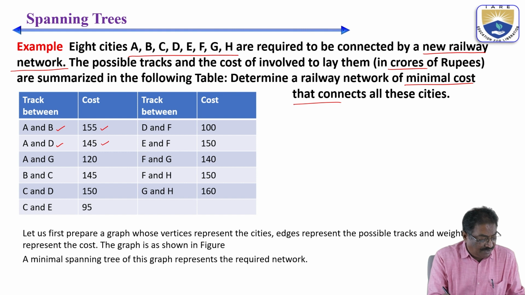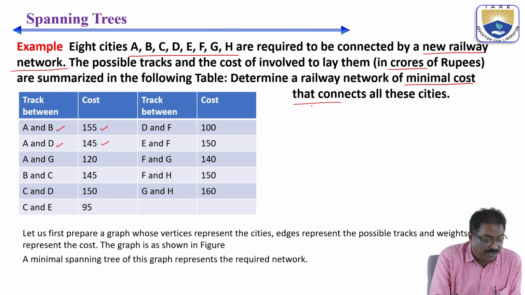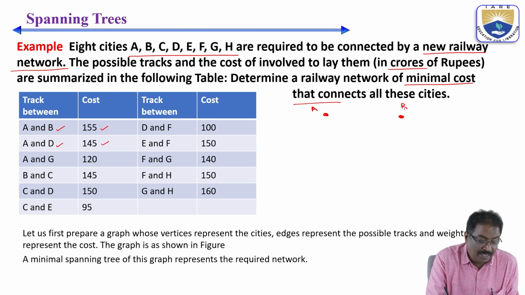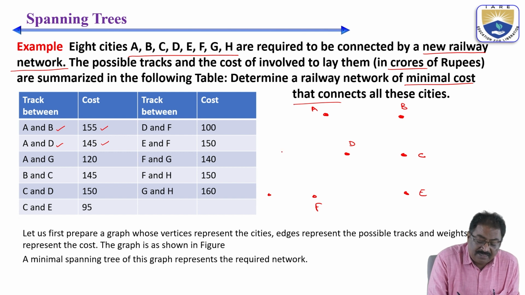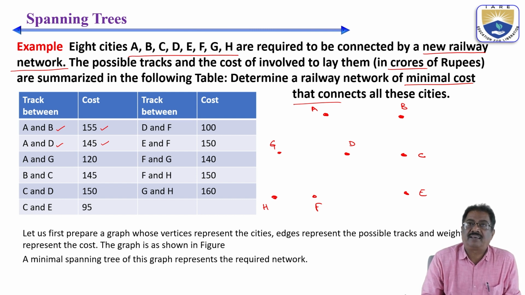Here the cities and the costs are mentioned. Let us go for the cities we are going to represent: A, B. Cities which are mentioned A, B. Let us say C, then I am going to consider D, and next E, and we have to take F, and another city G. Then the next city is H. We are taking 8 cities like this.